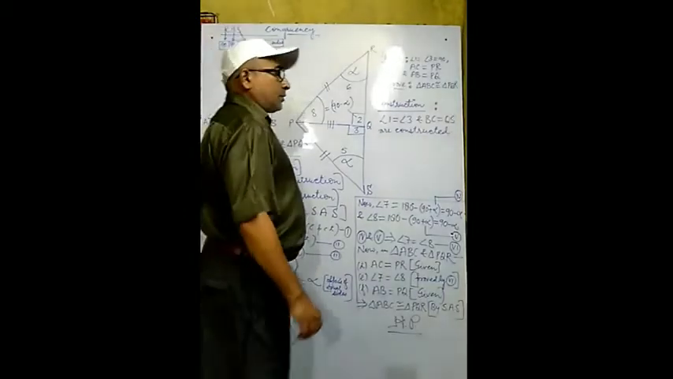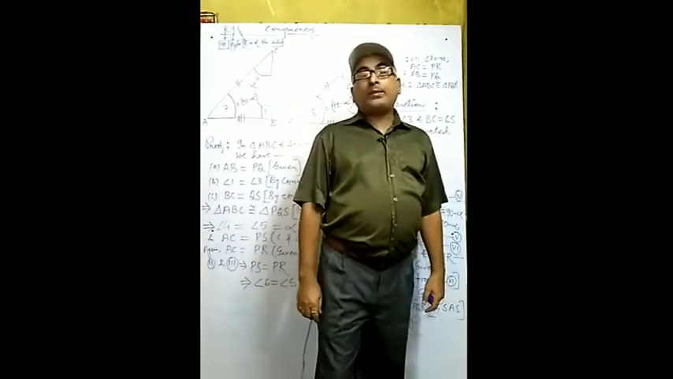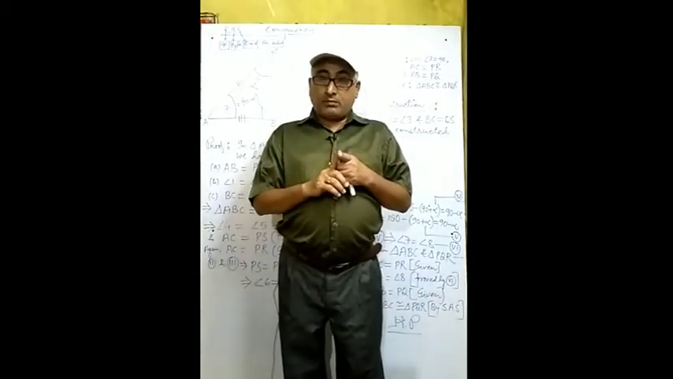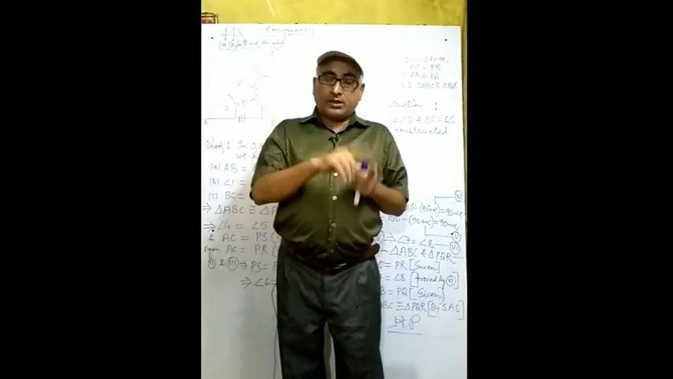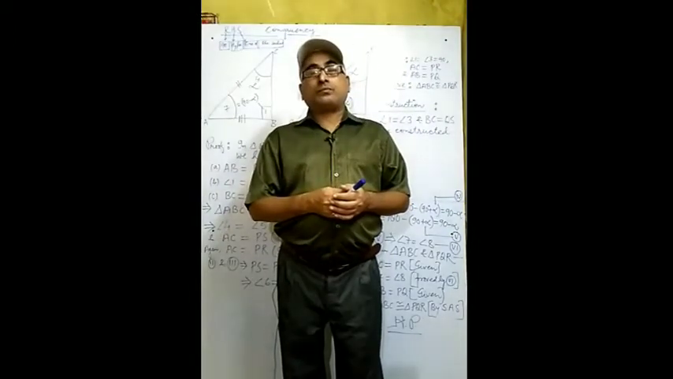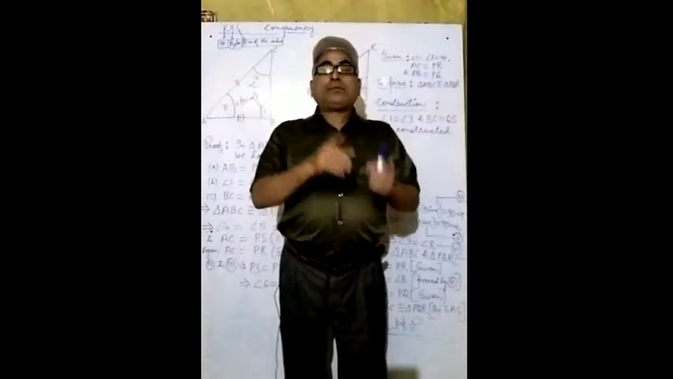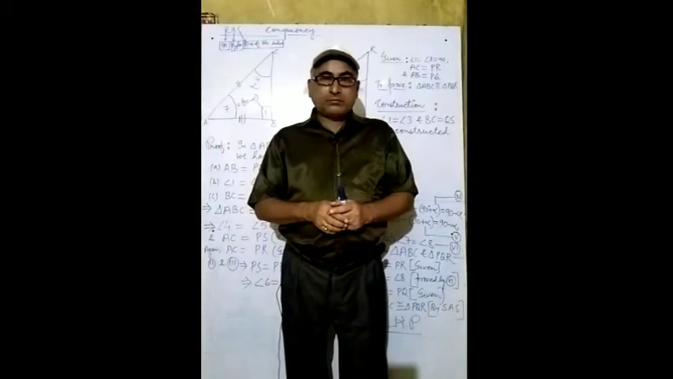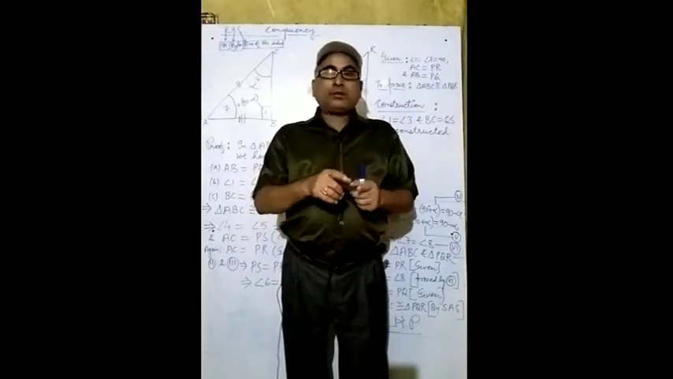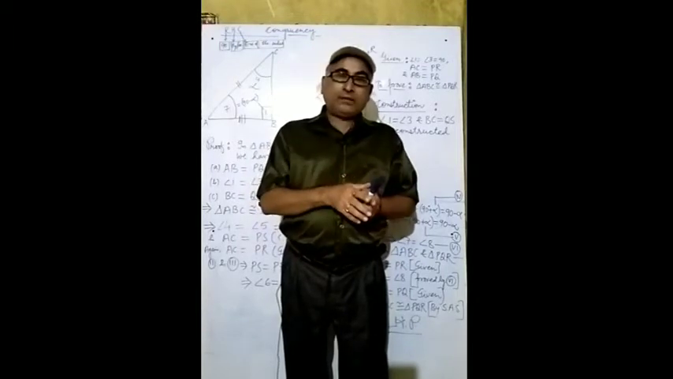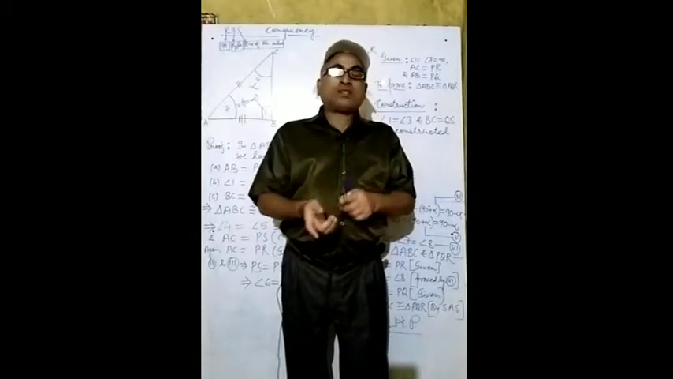Students, now we have to discuss RHS congruency. What do we mean by RHS congruency? R indicates right angle, that is 90 degrees. So 90 degrees will match 90 degrees. H means hypotenuse, that is, the hypotenuse of the first triangle is equal to the hypotenuse of the second triangle. Then the next one is S, which means one of the sides of the first triangle is equal to one of the sides of the second triangle.